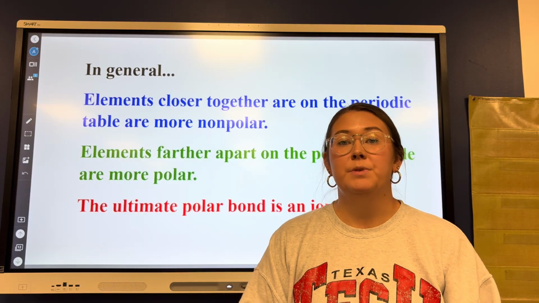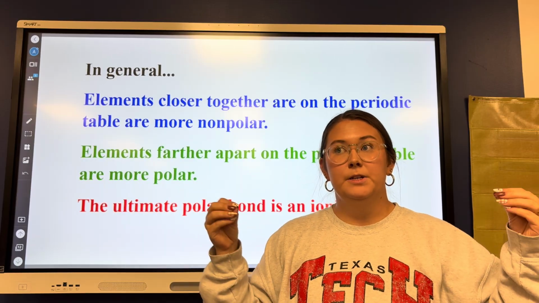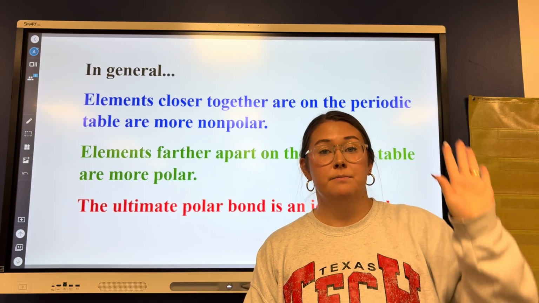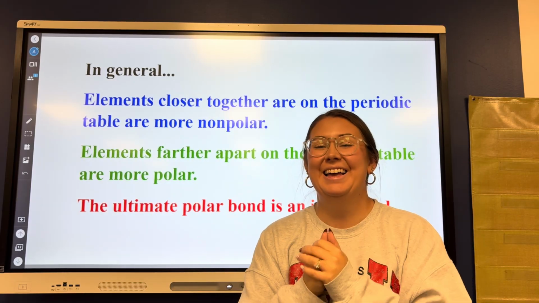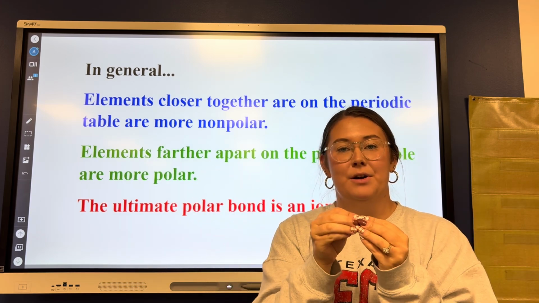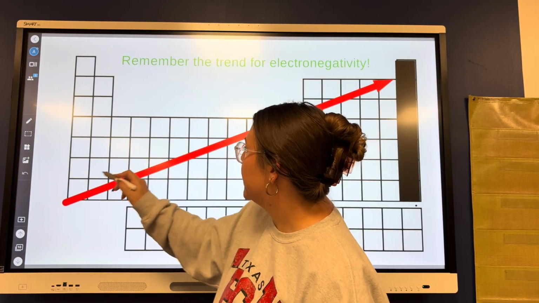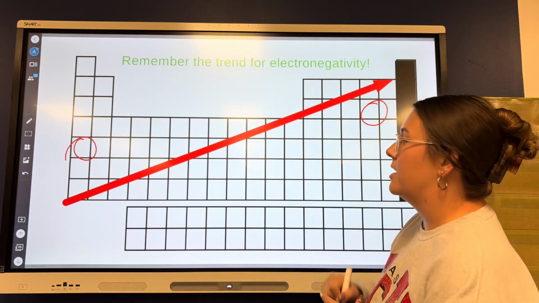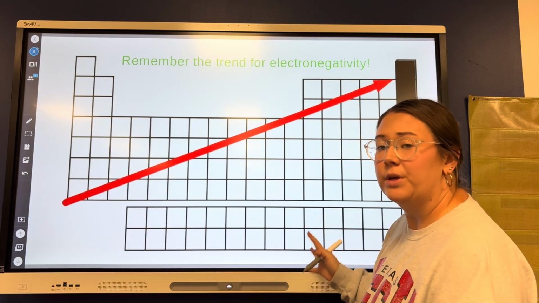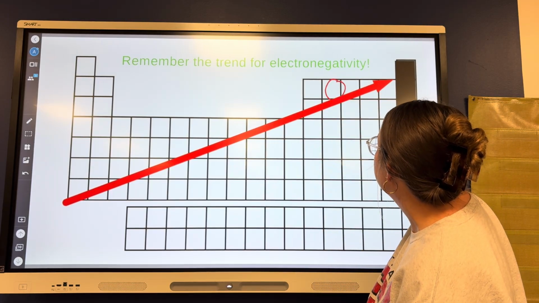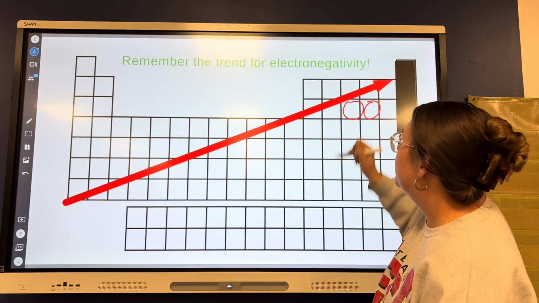The ultimate polar bond, meaning the most polar that you can get, is an ionic bond, because the differences in electronegativities are so great. Because you have a metal and a non-metal that are bonding, the electronegativity values are very different. So if I have this metal and this non-metal bonding, a big difference in electronegativity would be ionic. With covalent, the farther apart you get within your nonmetals makes it more polar. The closer you are would be more nonpolar.